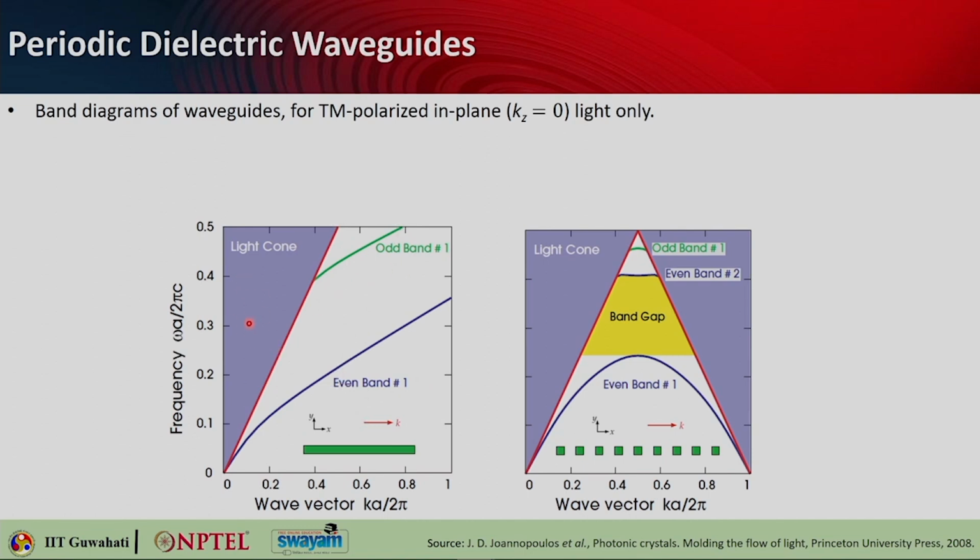In the case of the periodic structure, you are able to see even band 1 and even band 2. We will come to this discussion later, what is even band and odd band and this light cone.